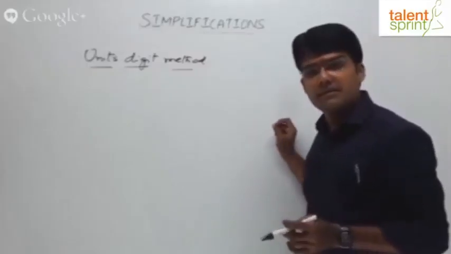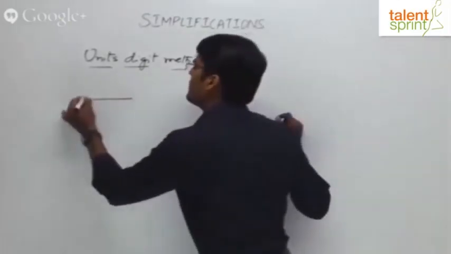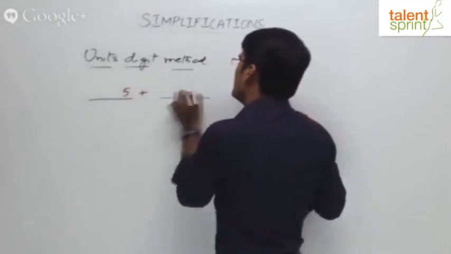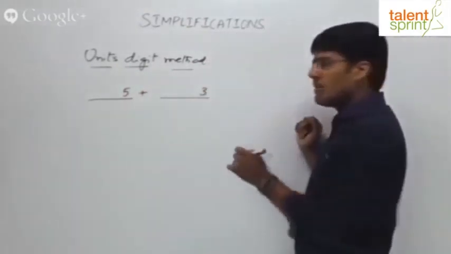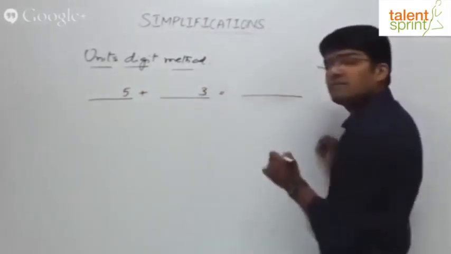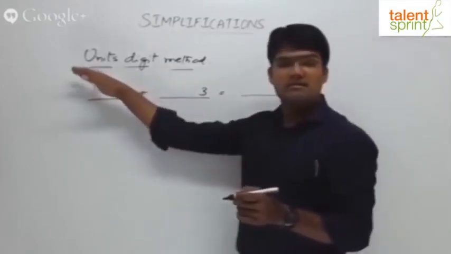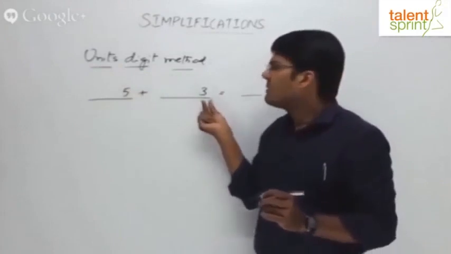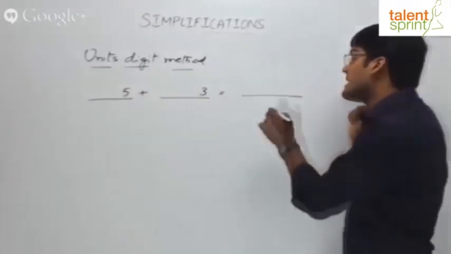Unit digit method. Remember, there is some 4-digit, 5-digit number which ends with 5, and there's another number that ends in 3. Can you tell me what the answer will end in? Don't worry about the remaining part of the number, right? I only know that one number ends in 5, the other number ends in 3. Can I directly say the answer has to end in 8?